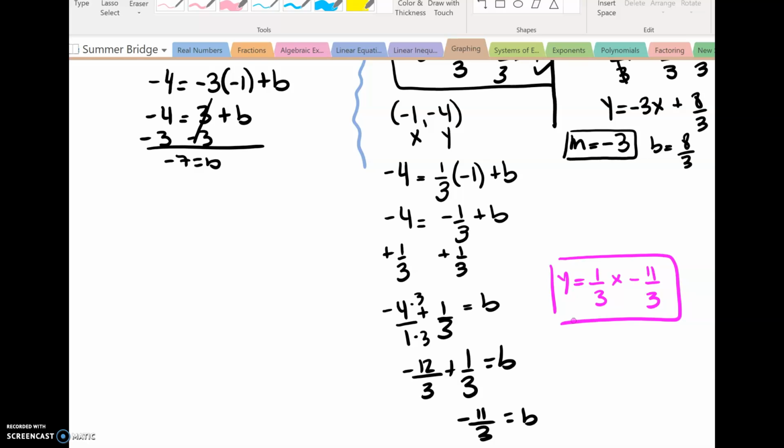Okay, make sure you practice with these, because it does take a couple of times to really get the hang of finding parallel and perpendicular lines.